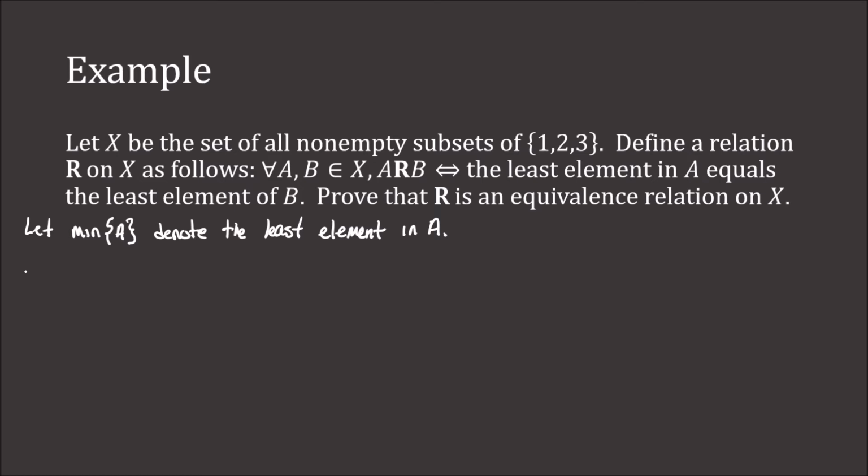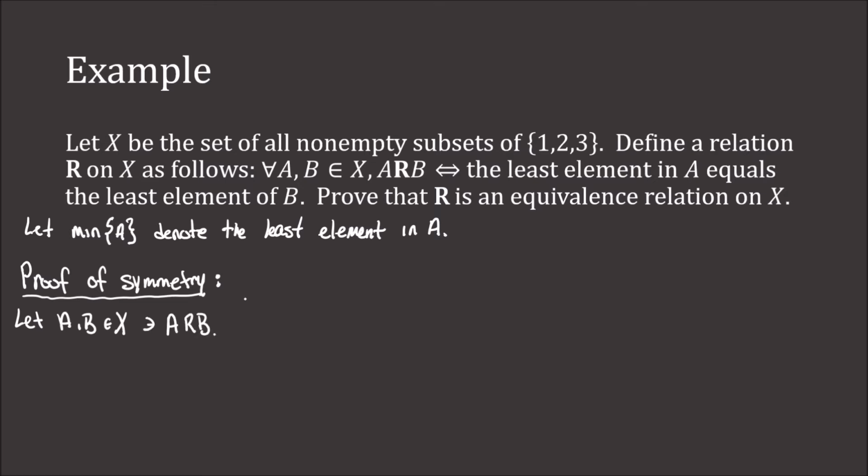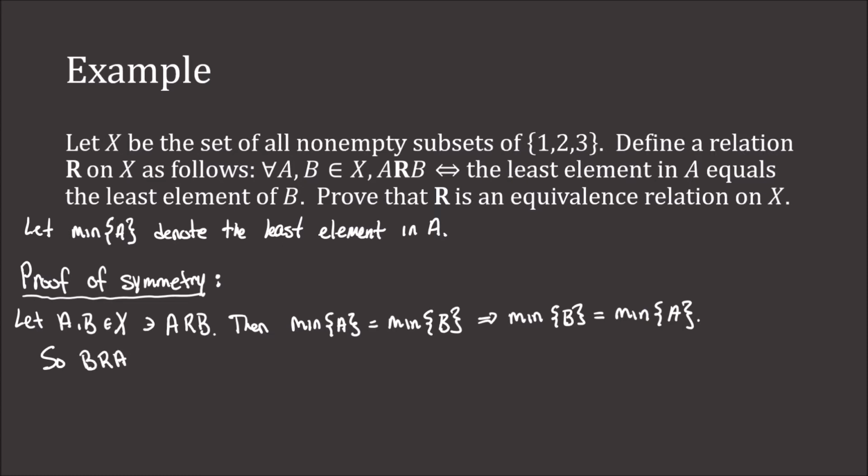We must now prove that R is symmetric. So proof of symmetry. So we let A and B be elements of X, such that A is related to B. So this means that the least element in A is equal to the least element in B. But equality is commutative. So this would mean that the least element of B is equal to the least element of A. So B is related to A, and that concludes the proof of symmetry.